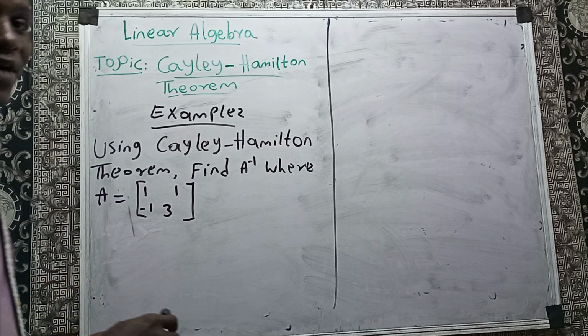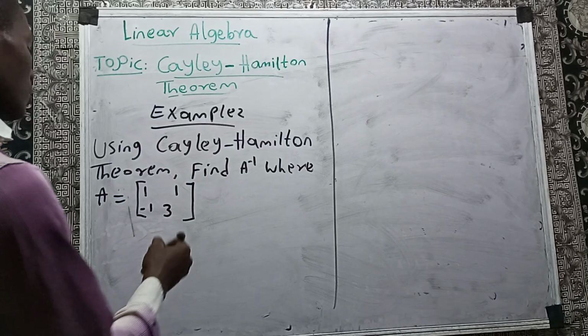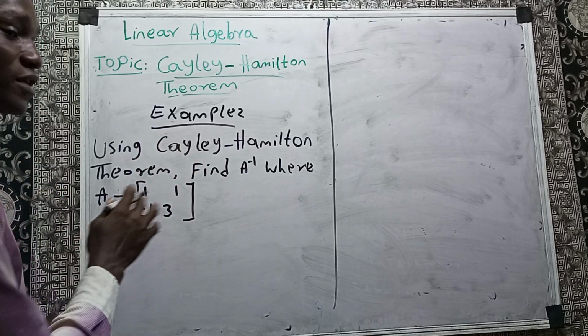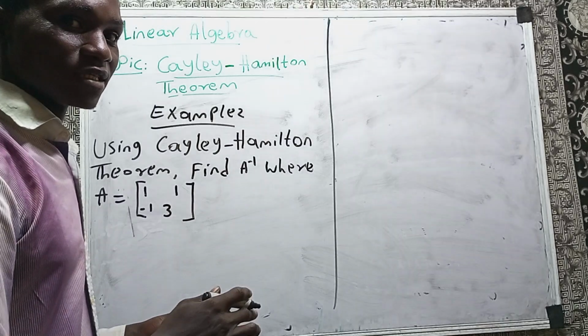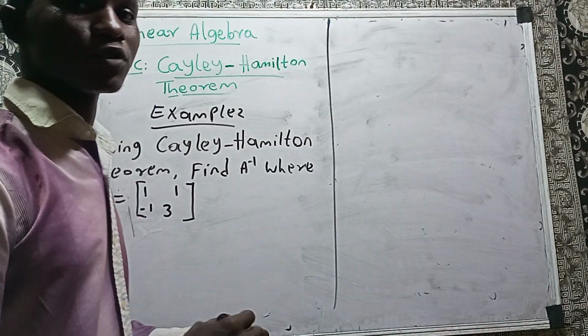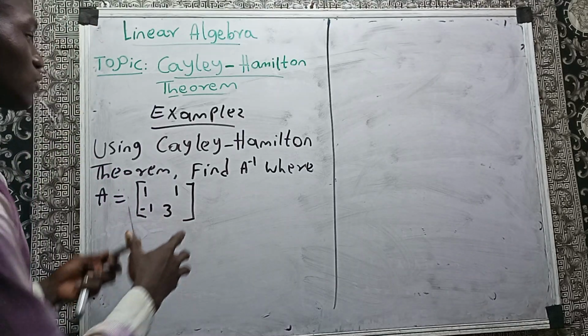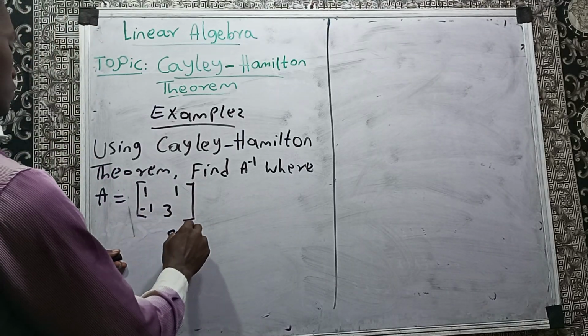Then it must satisfy its characteristic equation. That's what the Cayley-Hamilton theorem says, that every square matrix will satisfy its characteristic equation. Because of that, we need to compute the characteristic equation of this matrix and use the knowledge to find A inverse. Solution.